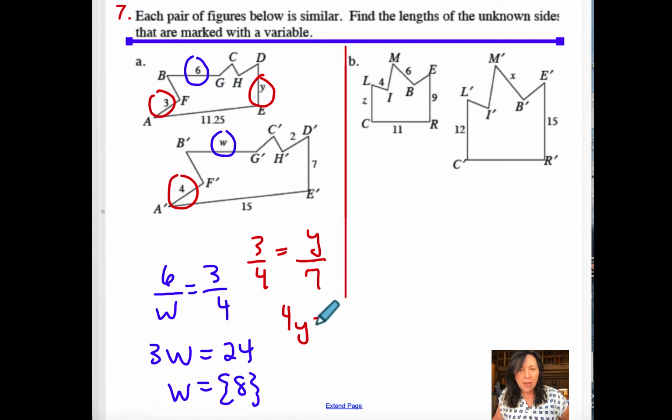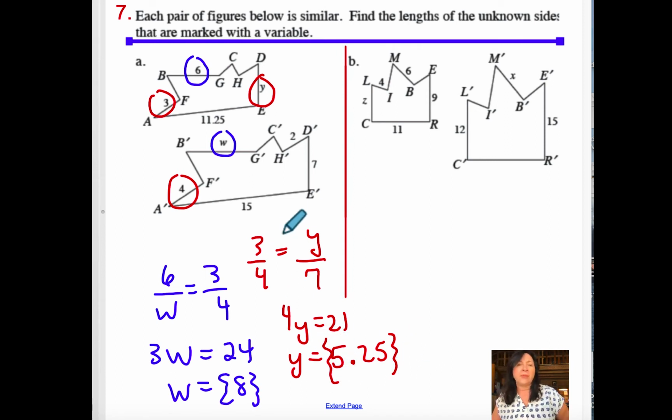We get 4Y equals 21, and Y equals 21 divided by 4, and that's going to be 5 1/4. So that's 5.25, or 5 1/4. You can write that out like that, and you're done with that problem.